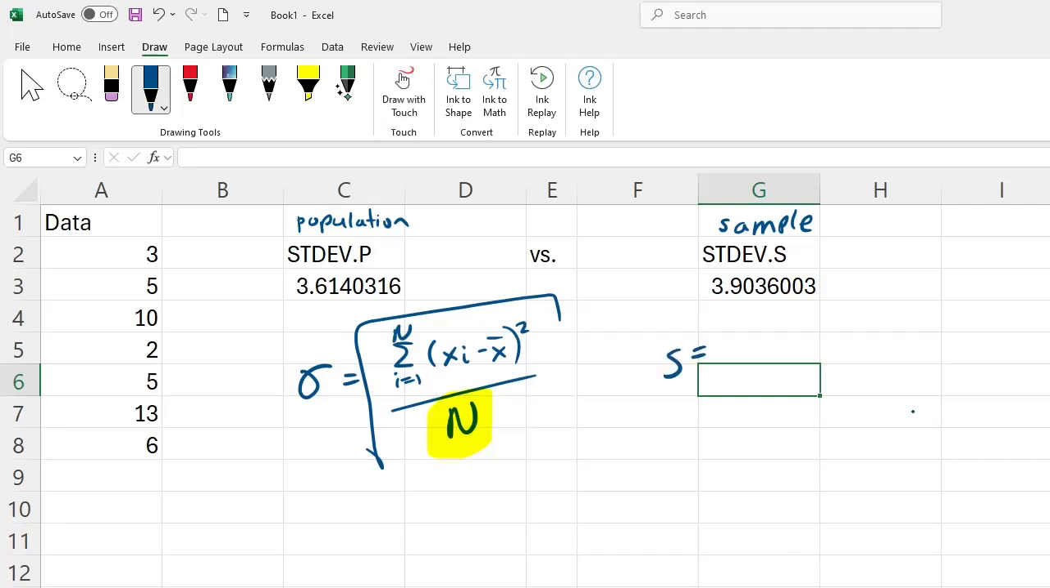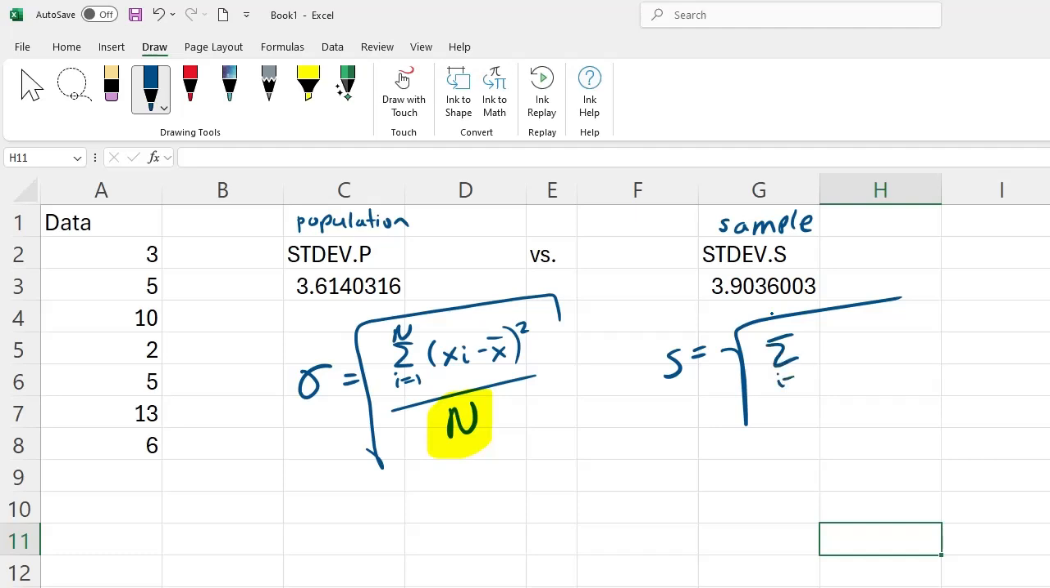S equals, okay, everything's the same so far. So we start with the square root, and we have the sum from i equals 1 to lowercase n. Lowercase n indicates that it is a sample, right? So it's not the entire population, but it is a subset of the population. That's what a sample is. Okay, x_i minus x bar squared divided by n minus 1.